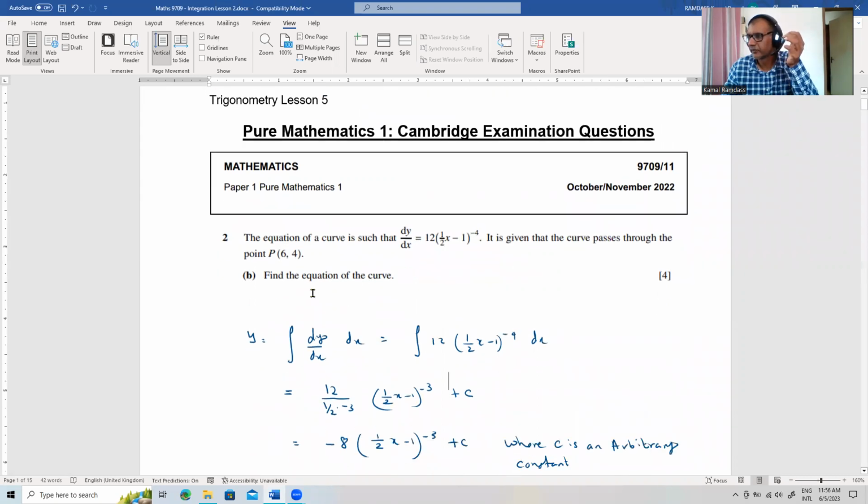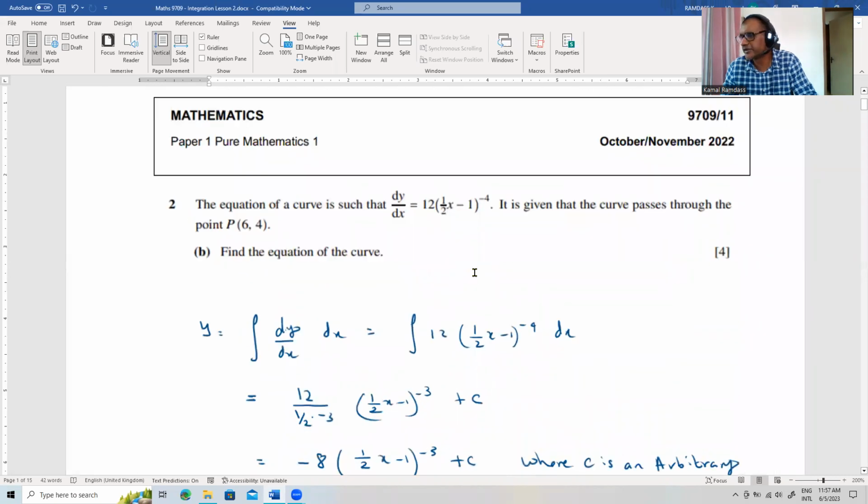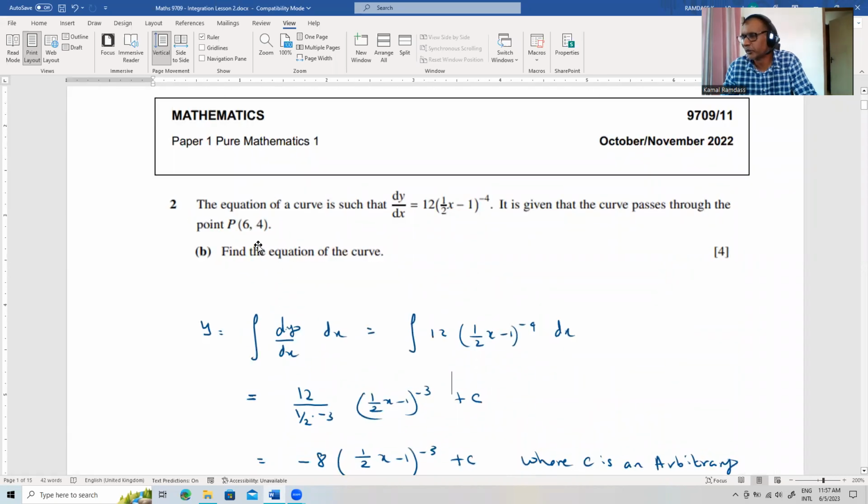Question 2. The equation of a curve is such that dy by dx is equal to 12 multiplied by, in brackets, half x minus 1, to the power of minus 4. It is given that the curve passes through the point P with coordinates 6 and 4. Find the equation of the curve.